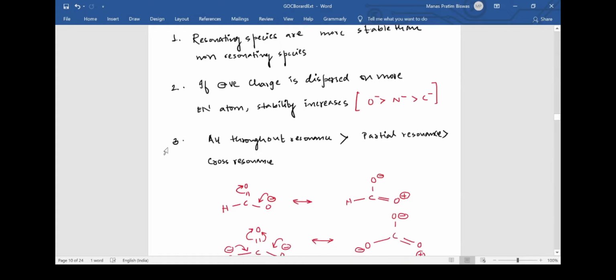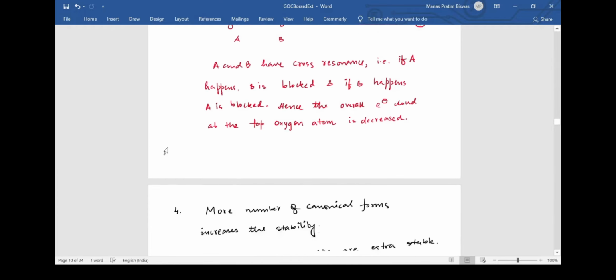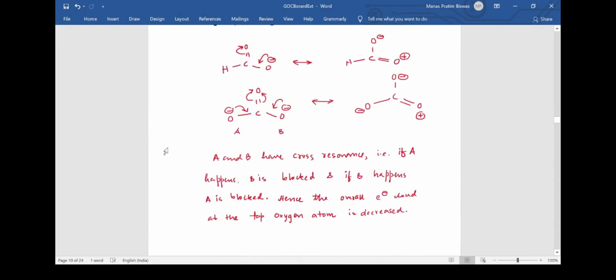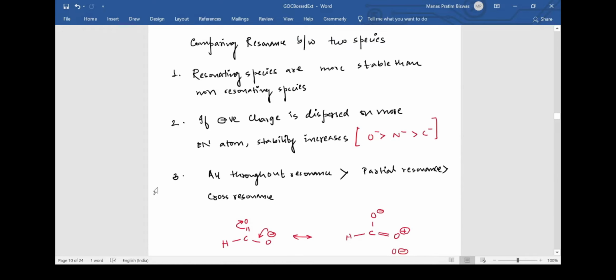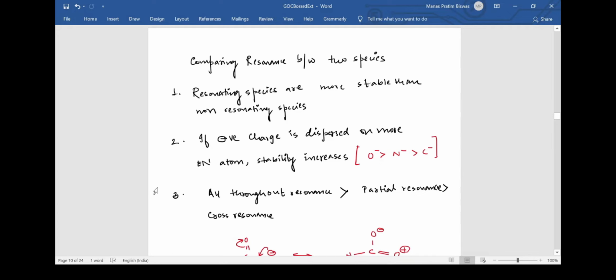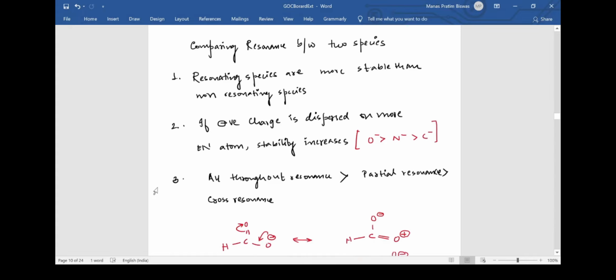So I have given you points in order, and you have to consider these points in the same order. I have given you 5 points, and the priority of these points is from 1 to 2, then 3, 4, 5. That means point number 1 is more important and should be looked at first, then point number 2, then point 3, and so on. The first point says that resonating species are more stable than non-resonating species. This is obvious, because resonating species have dispersal of electrons, and that is why the potential energy of the molecule decreases and the resonance makes the molecule stable.